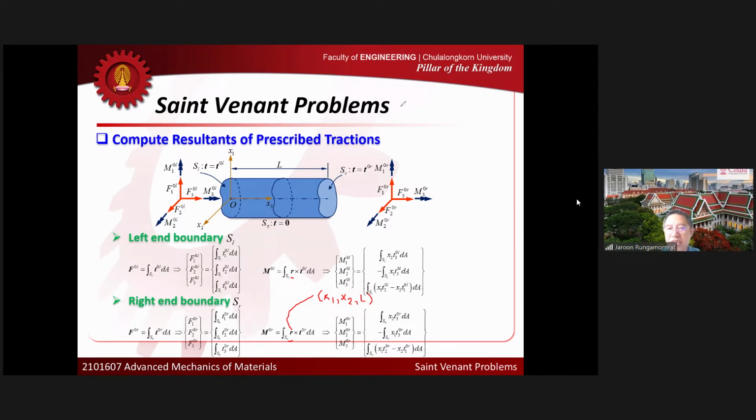So this is the formula that we use to convert the prescribed traction into the net force and moments.